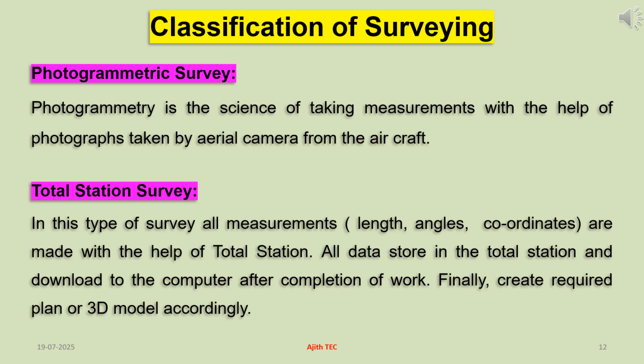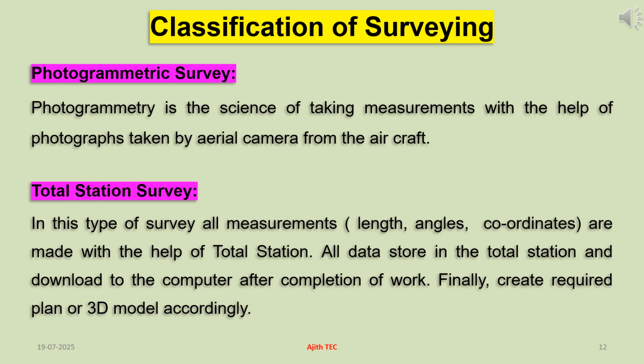Photogrammetric survey is the science and art of obtaining reliable measurements and other spatial information about physical objects and the environment by analyzing and interpreting aerial or drone-based photographs. It's used to create maps, models, and other 3D representations from imagery obtained from aerial or drone-based sources.